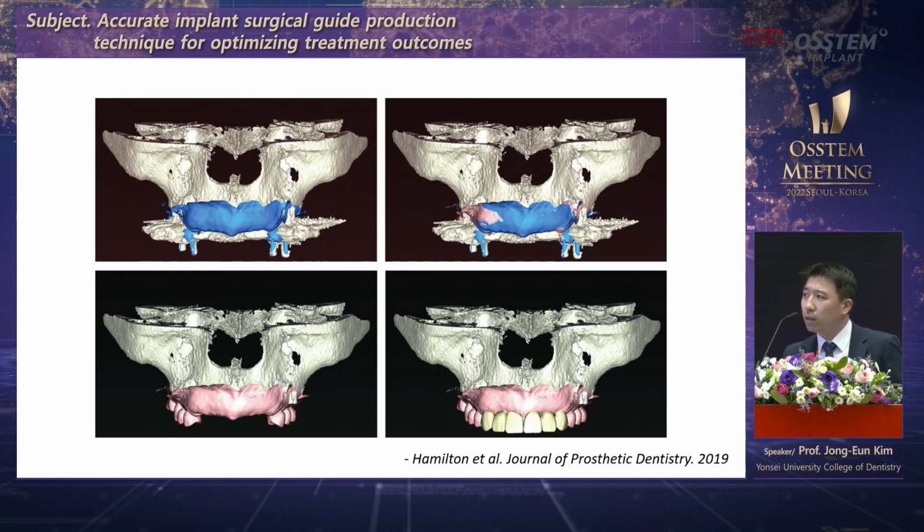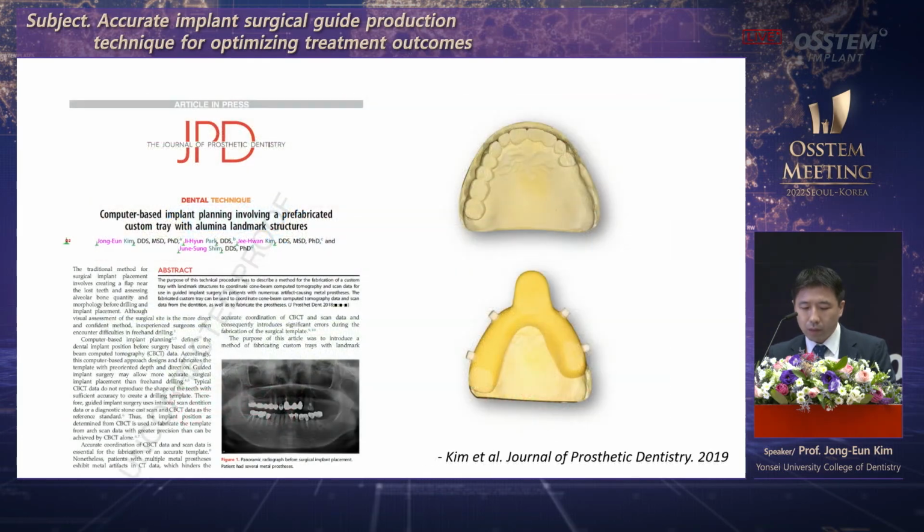You cannot make a guide in this stage. You get data with no marker and merge it. This is a study done by myself.